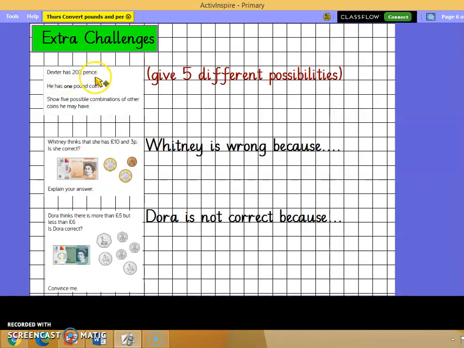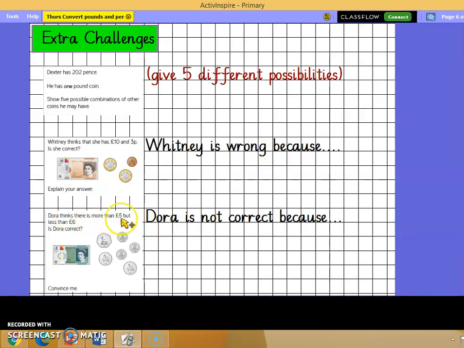Dexter has 202p. He has a £1 coin. Show 5 possible combinations of other coins that he may have. So you've got to give 5 different ways he could make 202p, but you must always have £1. Whitney thinks she has £10 and 3p. Is she correct? And explain your answer. So Whitney is wrong. You've got to explain why.